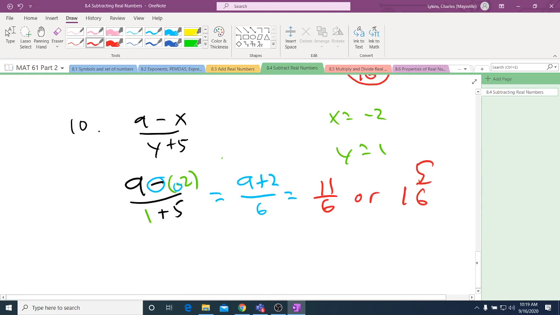So this concludes my section 8.4, which is subtracting real numbers. Be looking out for my 8.5, which is multiplying and dividing real numbers. Thank you for listening.